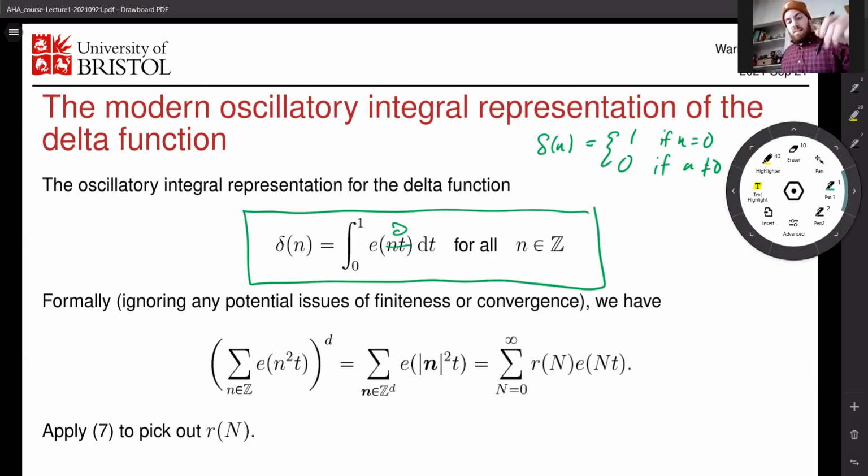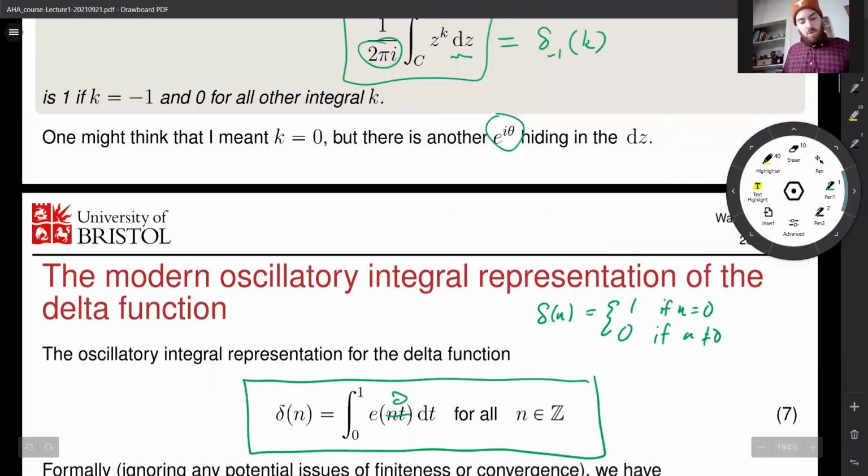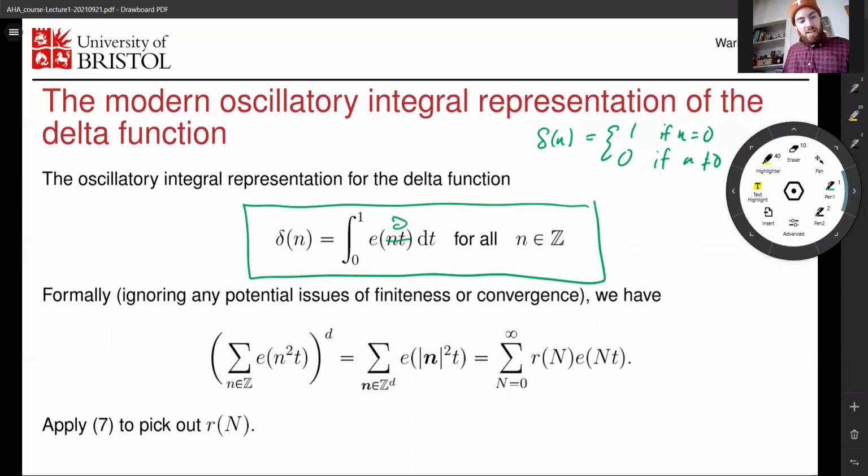Now, when n is non-zero, then you have oscillations coming into play, right? And you have full periods that arise. So I get a full period of the real and the imaginary parts, and they cancel out each other perfectly for any non-zero integer n. So how do we exploit this?